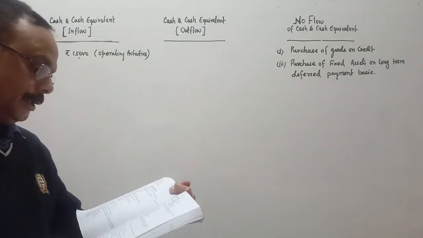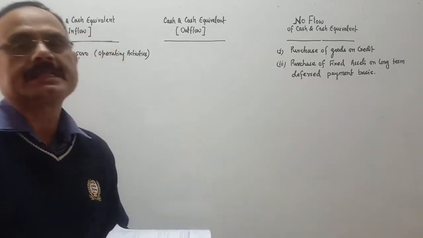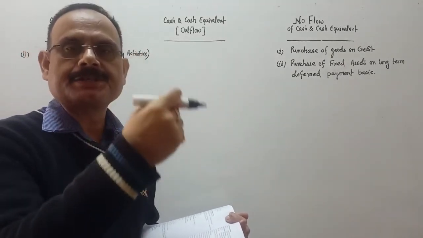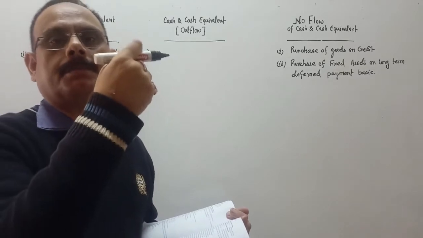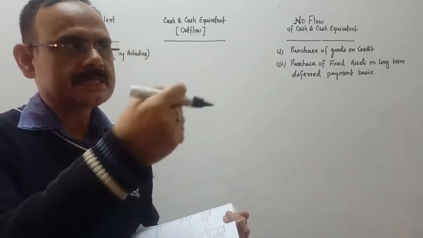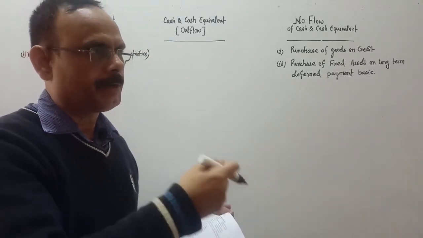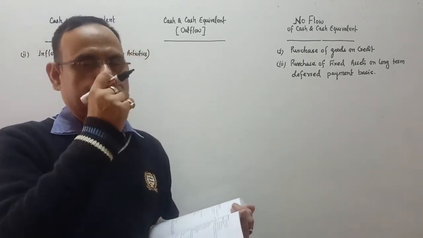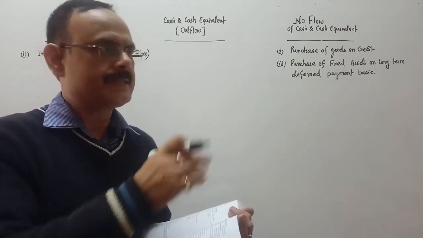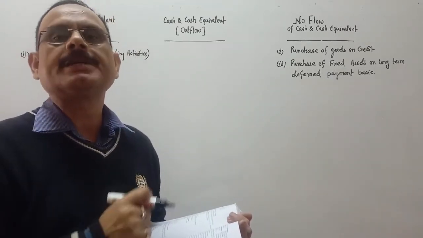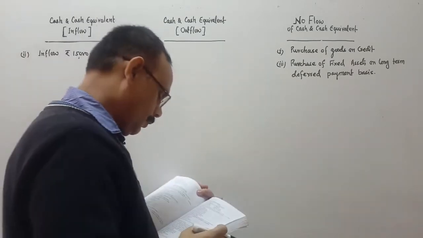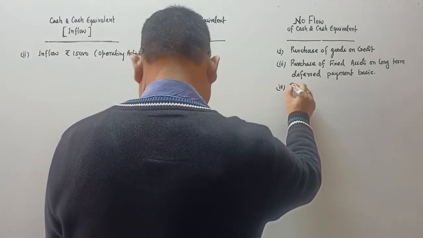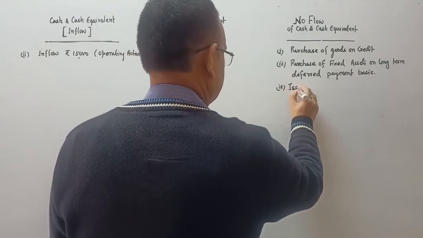non-current. Issue of share against purchase of fixed assets. We have issued the share for the purchase consideration of fixed assets. We purchased the fixed assets, and for the payment of the purchase consideration, we have issued the share. So fixed assets is a non-current item and share is also a non-current item. So there is no flow of cash.